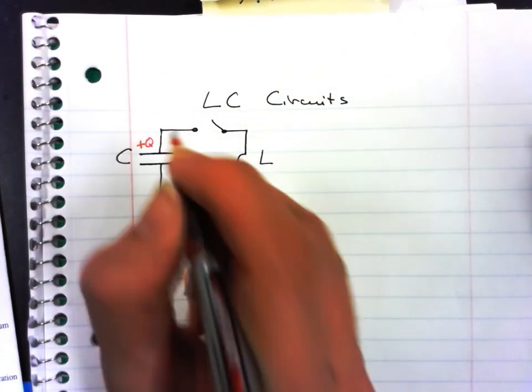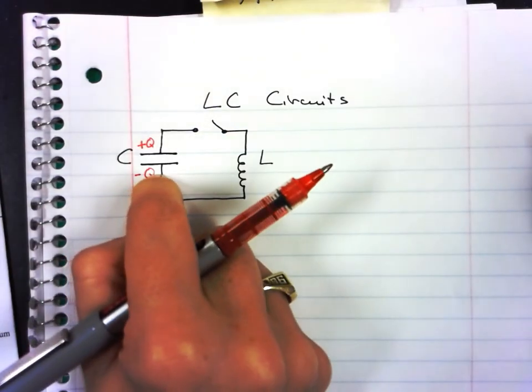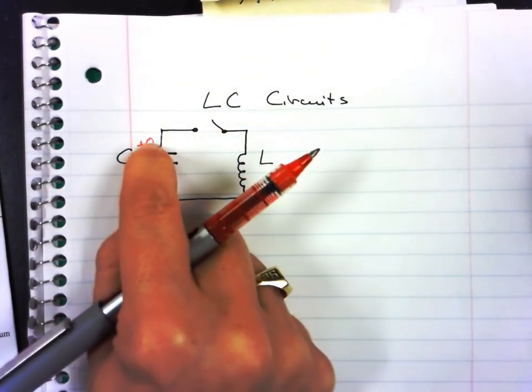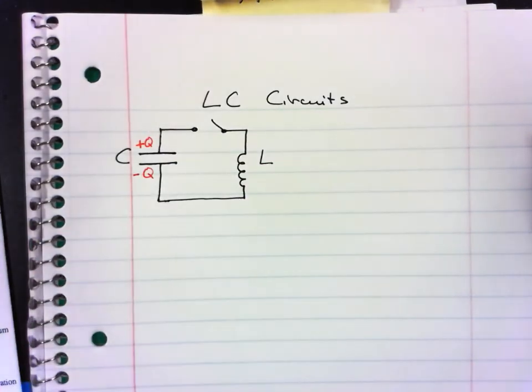So this plate has a charge of positive Q, this plate has a charge of negative Q. Because there are extra electrons on this plate, there are missing electrons on this plate. And exactly the number that left here ended up here. That's why they're always equal. Well, now we're going to close the switch.